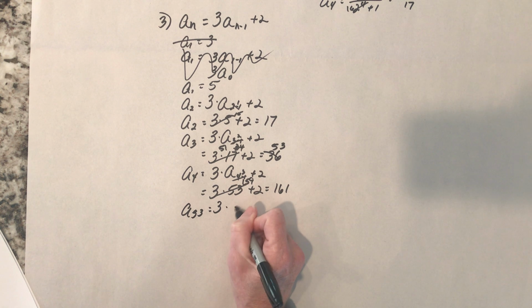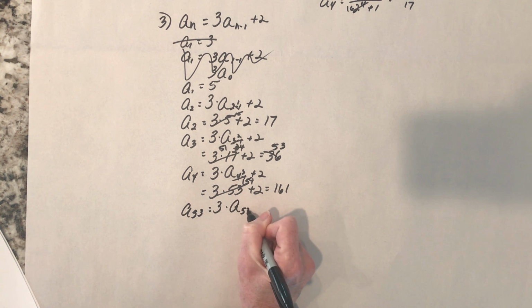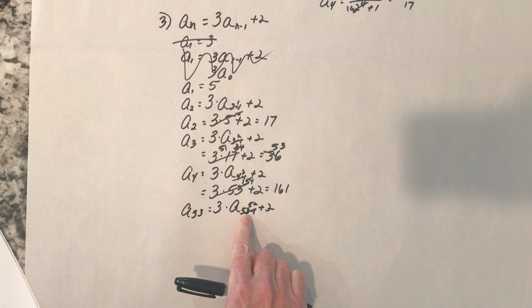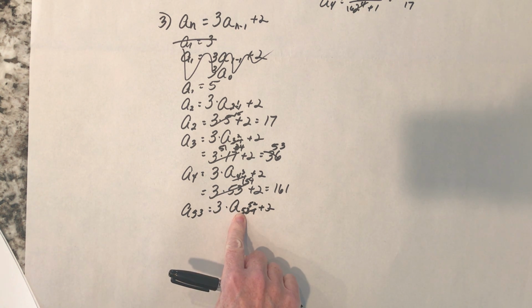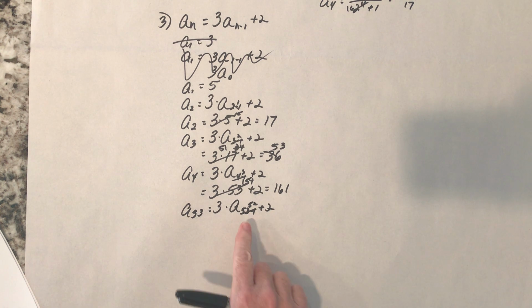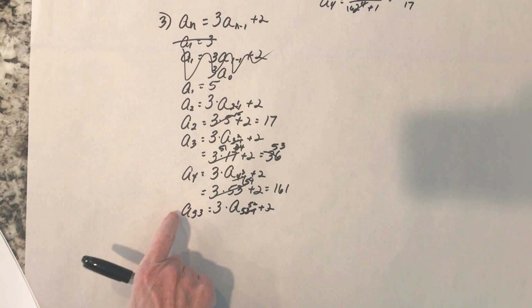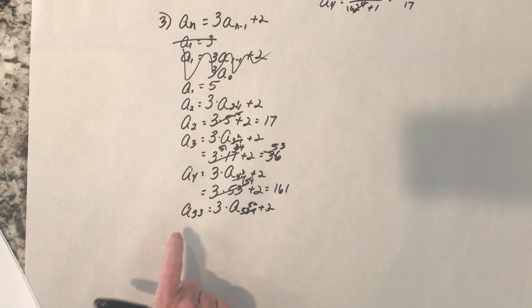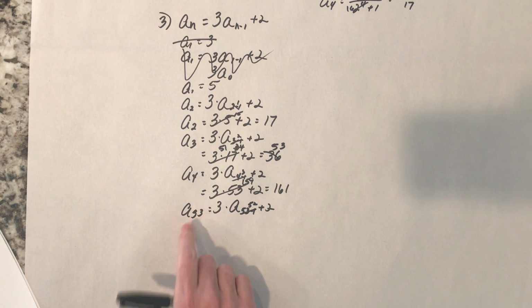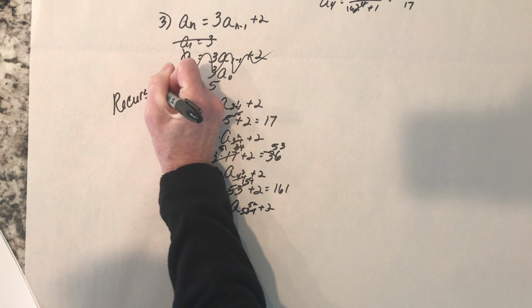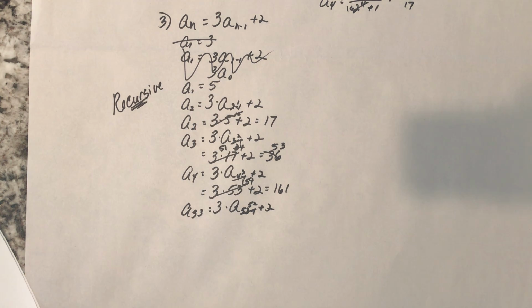We'd be saying 3 times a sub 53 minus 1, and we need 3 times the 52nd term. We don't have the 52nd term. So in recursion formulas, if all you've got is the recursive formula, you've got to go all the way through 3, 4, 5, 6, 7, 8, all the way to 51, 52, 53 to get the 53rd term. So recursive formulas, there's cursing in there for a reason.